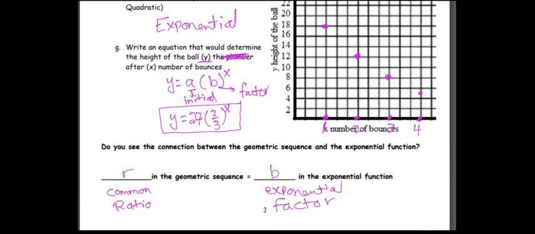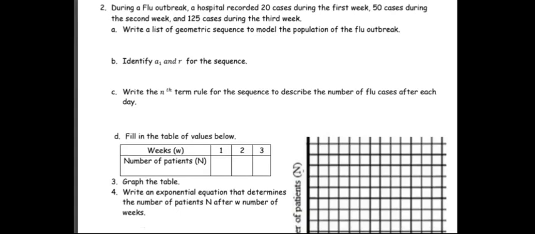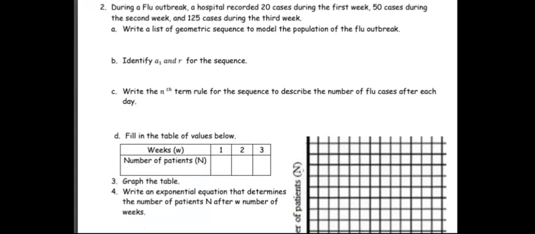Now do number 2 by yourself. In question number 2, during a flu outbreak, a hospital recorded 20 cases during the first week, 50 cases during the second week, and 125 cases during the third week. Write a list of geometric sequence to model the population of the flu outbreak.